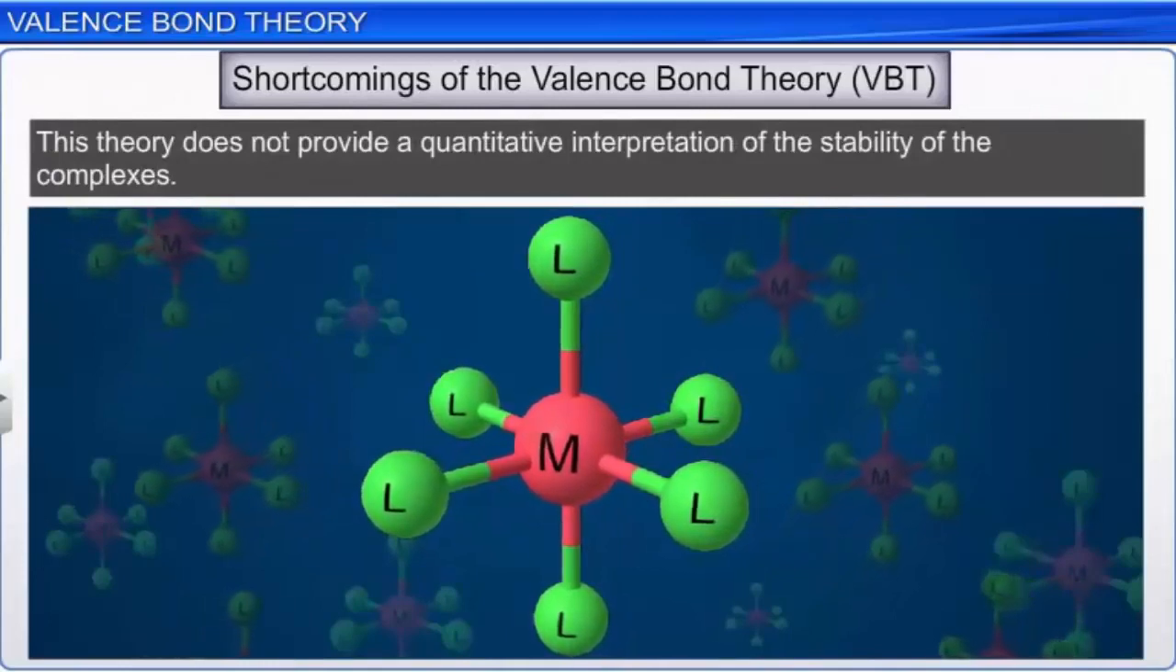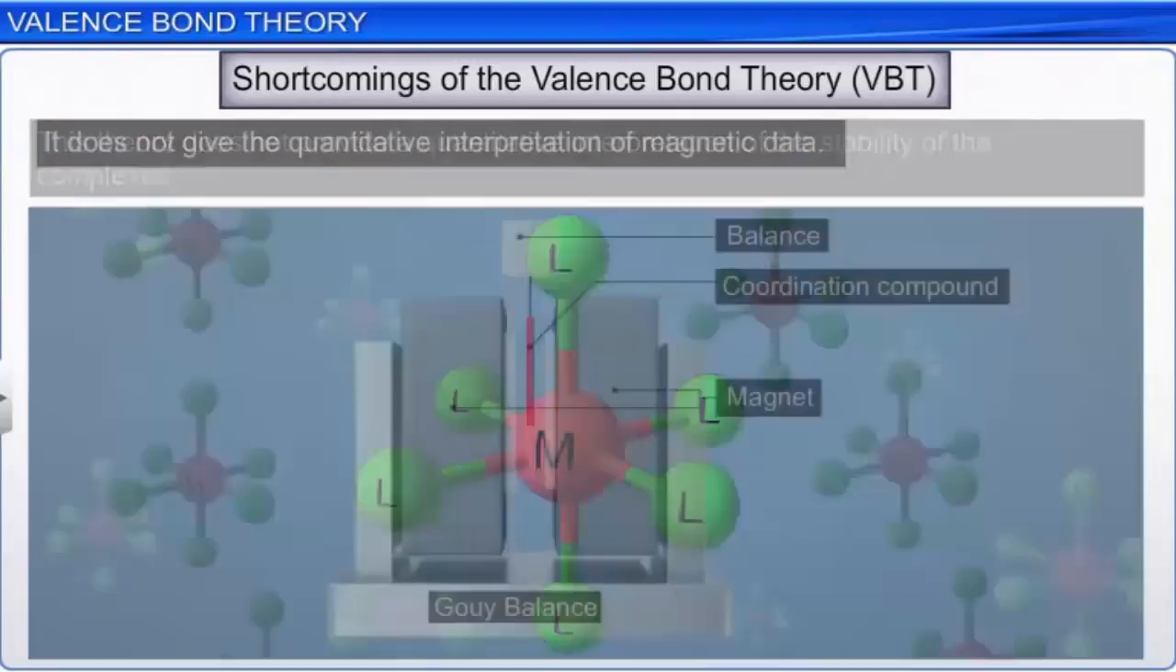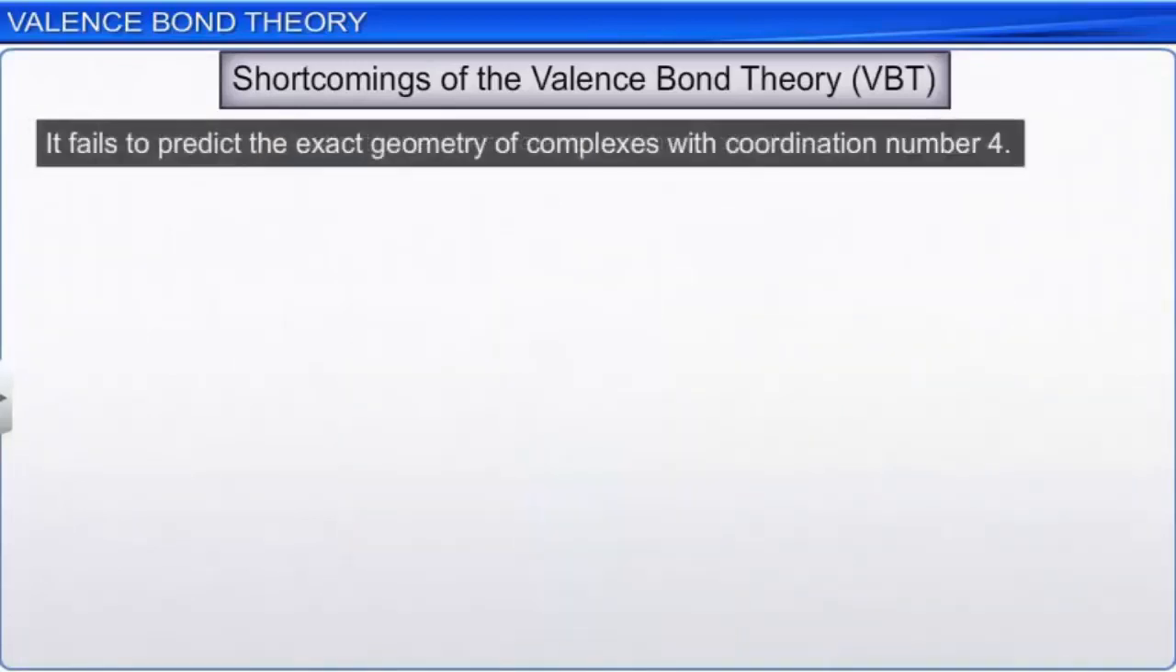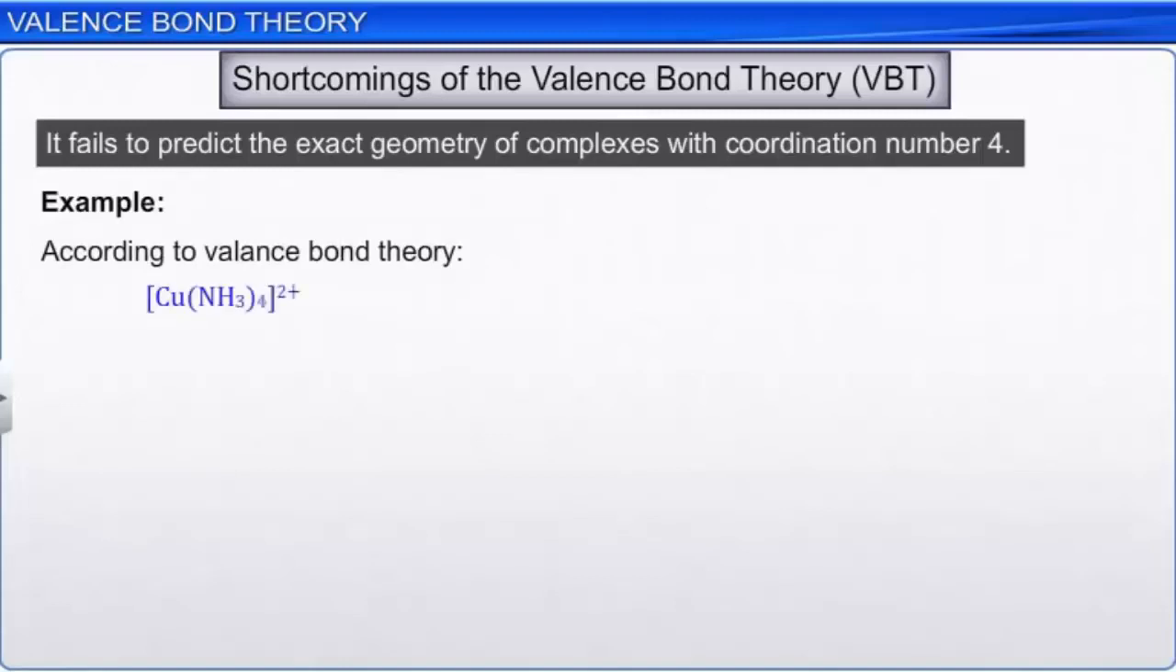It fails to predict the exact geometry of complexes with coordination number 4. For example, according to the valence bond theory, [Cu(NH3)4]2+ has tetrahedral geometry, but X-ray analysis has proved that this complex has square planar geometry.